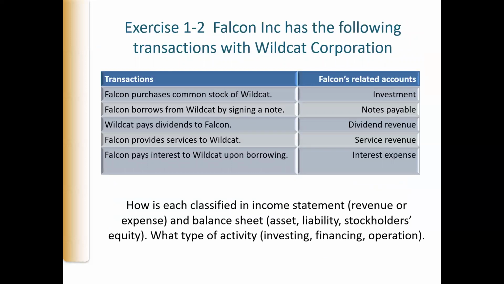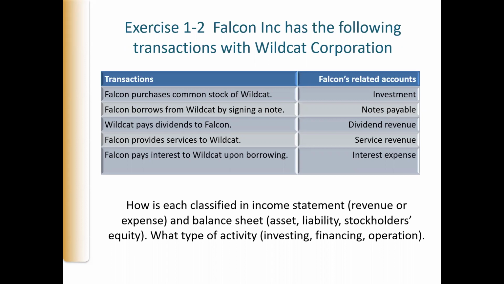Okay. Now we've got some of these transactions. And by the way, guys, you're going to notice a lot of these are in your homework. So we'll pretty much have gone through the homework. How is each classified? Is it in the income statement where we post revenues and expenses? Or is it in the balance sheet, where we post assets, liabilities, and stockholders' equity?